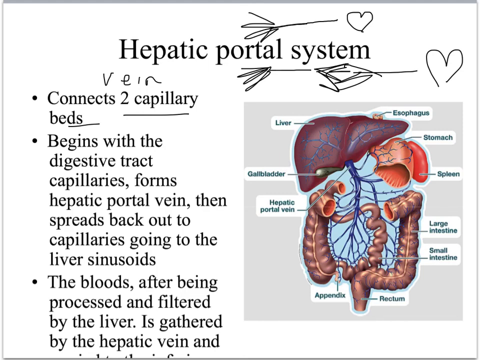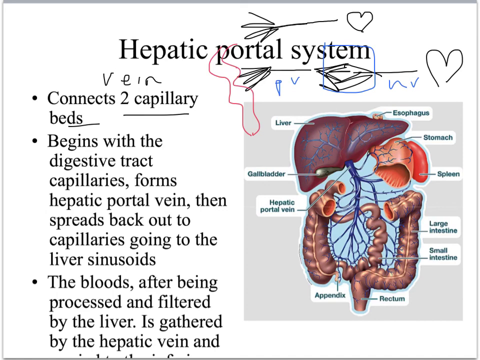So here's your portal system right here. What this is representing for the hepatic portal system, these capillaries are picking up all the blood flow from the absorptive areas of the intestinal system. So basically the small intestine. This capillary system is spreading out through the liver. So we have the portal vein and we have the hepatic vein.